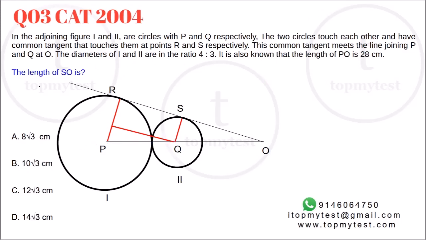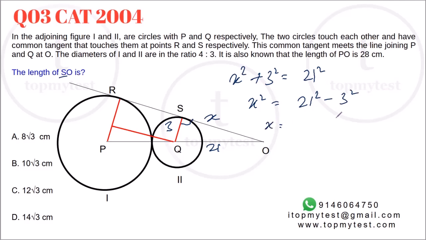And the third one in this, the length of SO is how much? Now we know this is 21 units, this is 3 units. Using Pythagoras theorem, if this is x, then x square plus 3 square equals 21 square. So x square should be equal to 21 square minus 3 square. So x should be equal to, if I take 3 common, 3 root of 7 square minus 1. 3 into 7 square is 49, minus 1 is 48. 48 is 16 into 3. 16 is 4 square, so I can take a 4 out. So that will be 12 root 3.